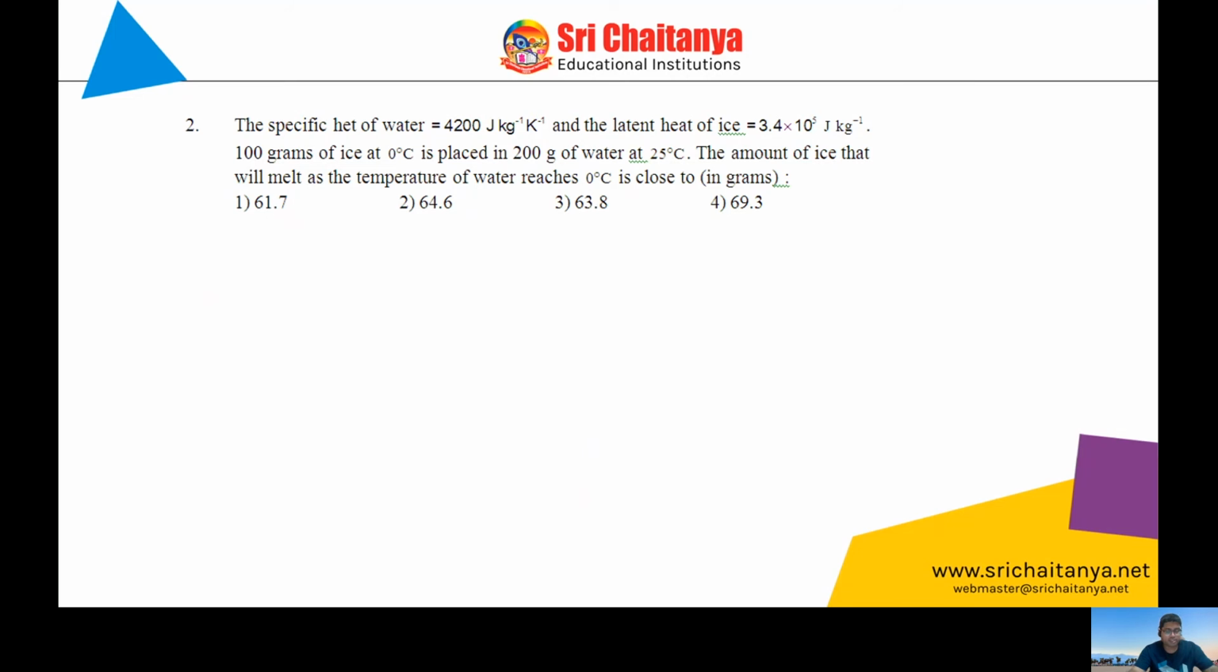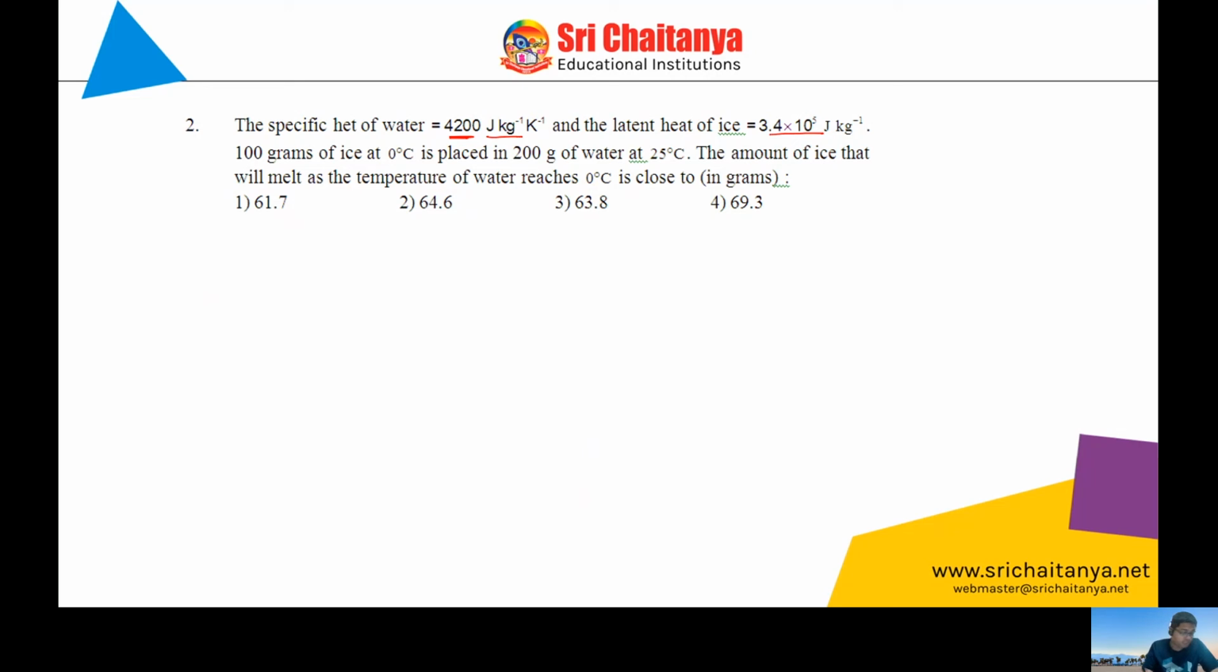Okay, so the next question is from the chapter of calorimetry, and the question is pretty simple. The specific heat of water is given to us as 4200 joule per kg per Kelvin, and the latent heat of the ice is given to us as 3.4 into 10 to the power 5 joule per kg. 100 gram of ice at 0 degrees Celsius is placed in 200 gram of water at 25 degrees Celsius. The amount of ice that will melt as the temperature of water reaches 0 degrees Celsius is close to.